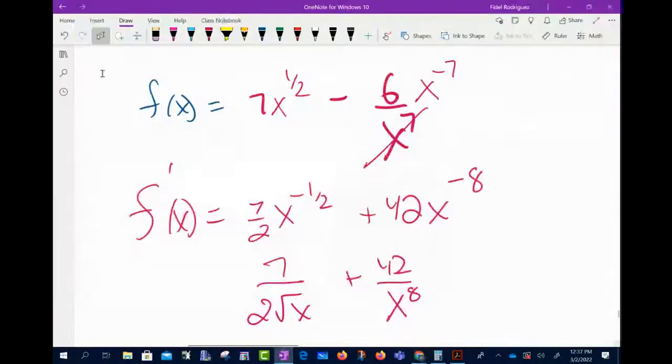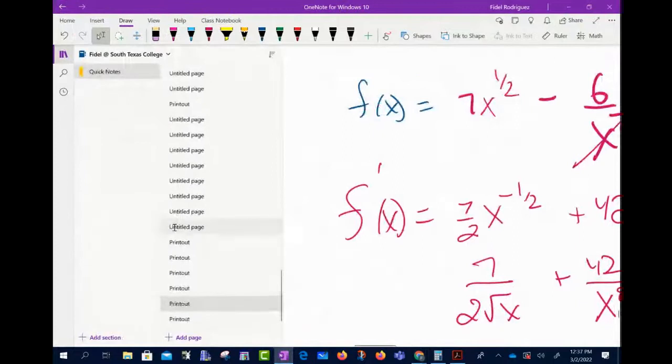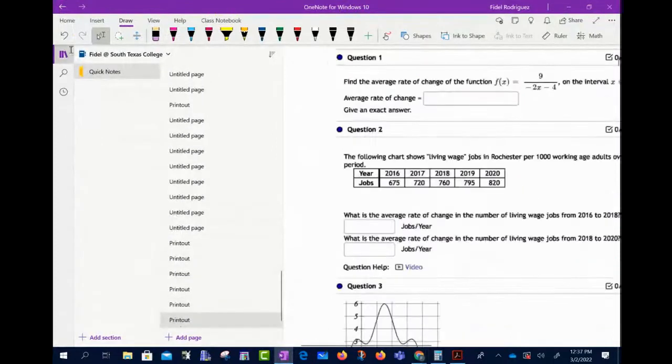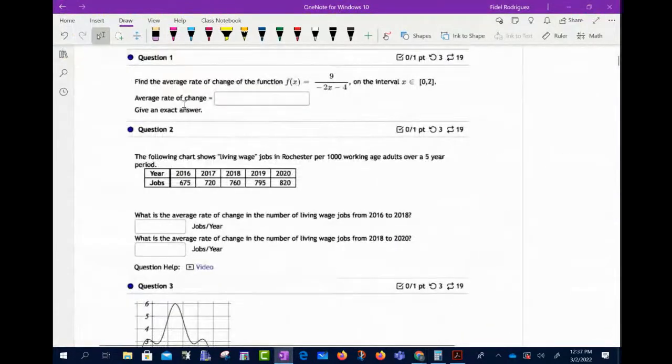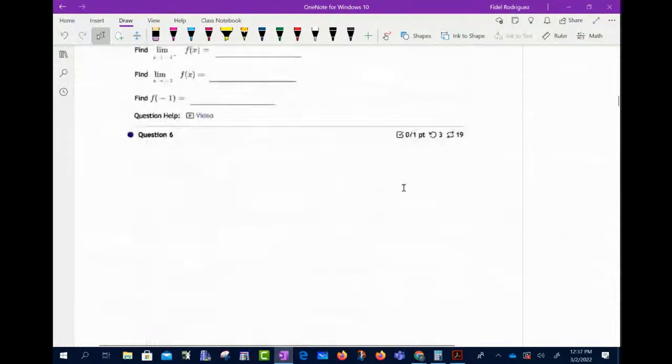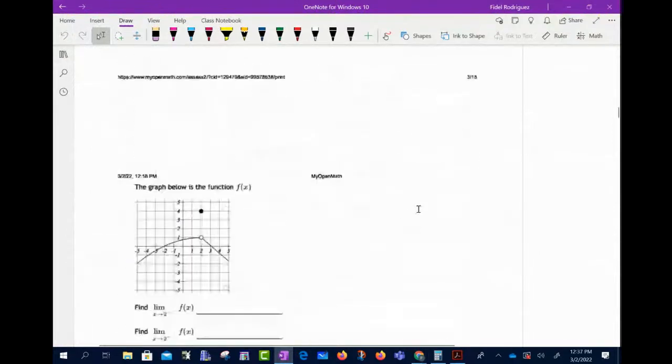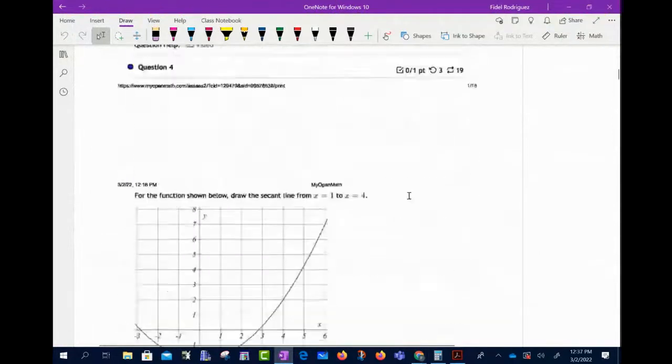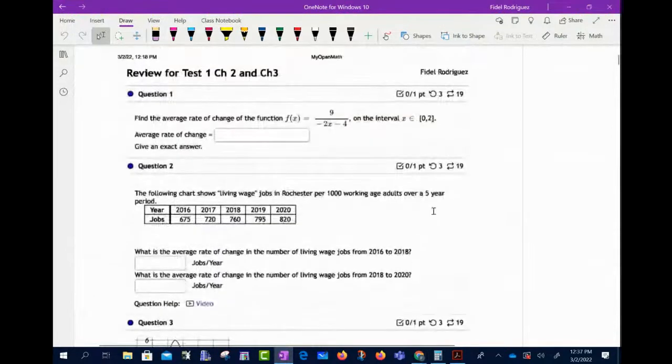Y'all, what I did was I went to My Open Math and I just printed out the entire review. So I got all 40 questions here. And really, the objective today is, I'm hoping that you guys have gone over these questions already. The objective is: what questions do you need help with? Which ones are you uncertain about that you want me to go over? Because that's what we're doing. I'm answering any questions you guys might have out of the review.